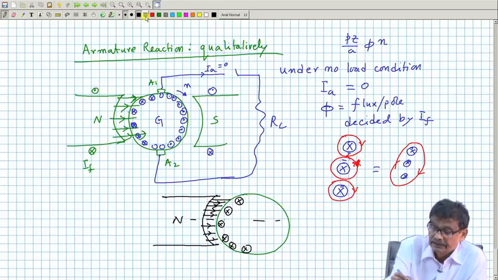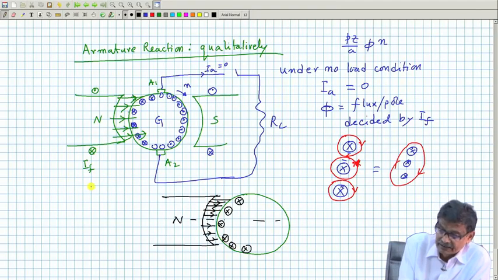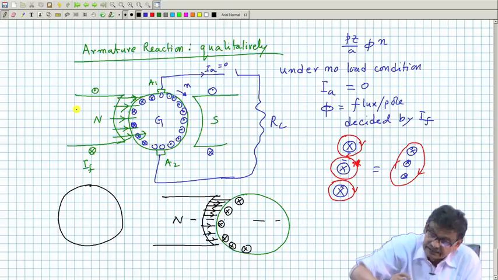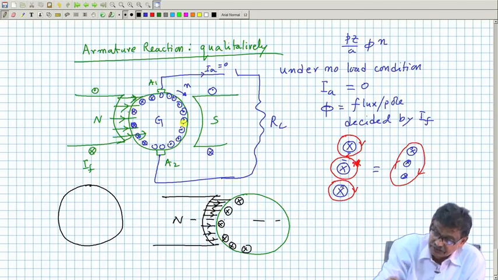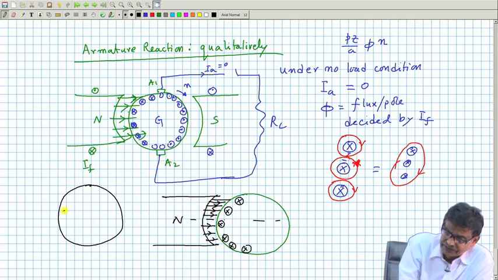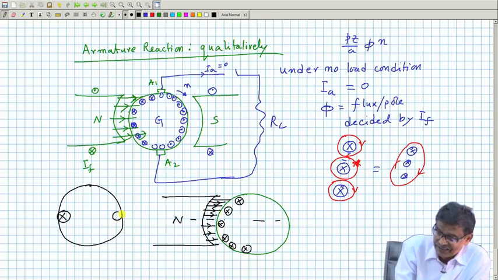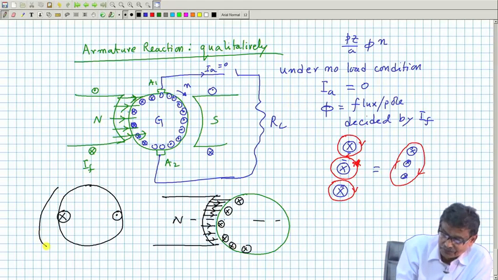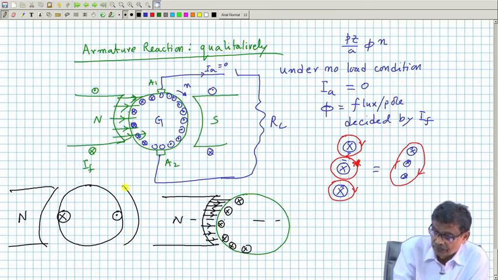Best way to tell this, you consider a single conductor. See, it is effectively like this. This is the armature. Direction of the field is like this. For this is cross, this is dot. So, you just represent it by an effective current. This side cross, this side dot, as if all taken together. This was my north pole, this was my north pole, this was my south pole.